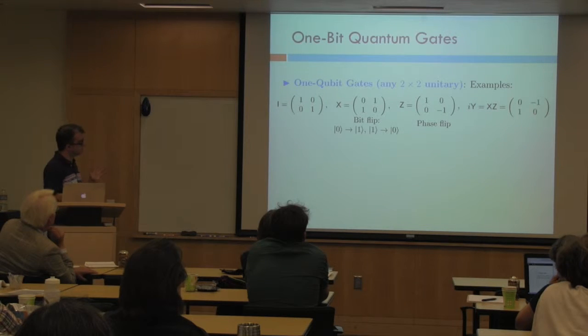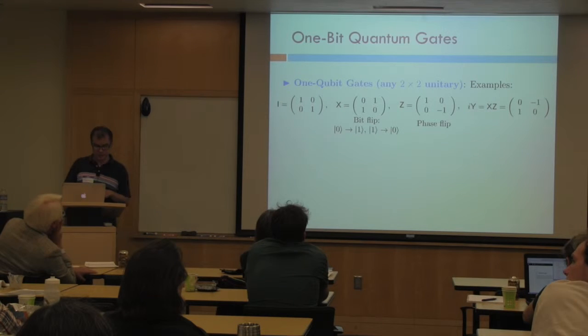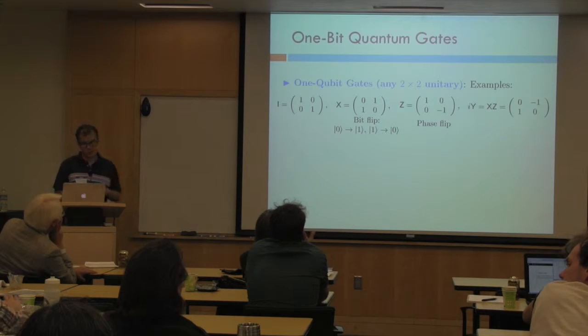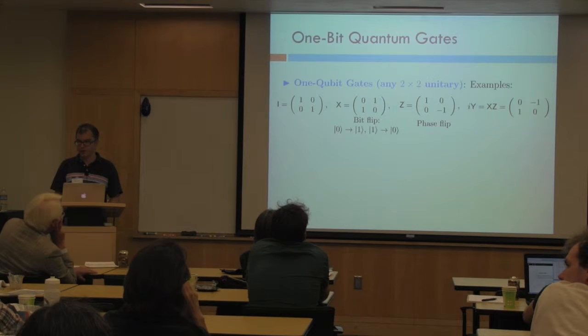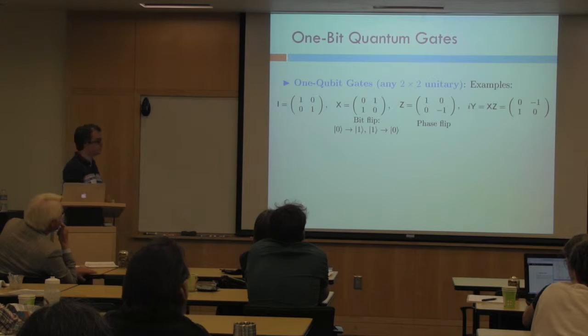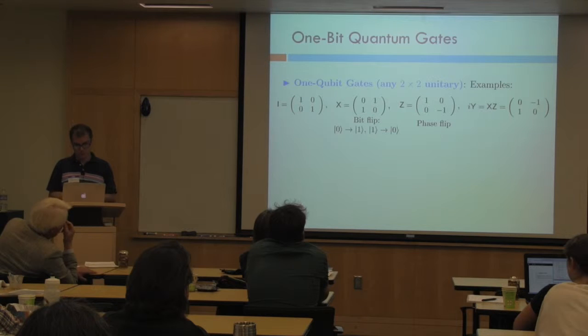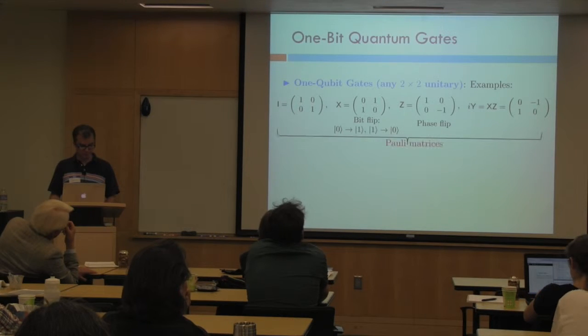These are the basic gates that you see. There's I, which just leaves everything alone. There's the X gate, which flips the positions of alpha and beta in the state of a single qubit. There's the phase flip Z, which changes the sign of beta in the qubit. And Y you can ignore since it's basically the product of X and Z. And these are the Pauli matrices.